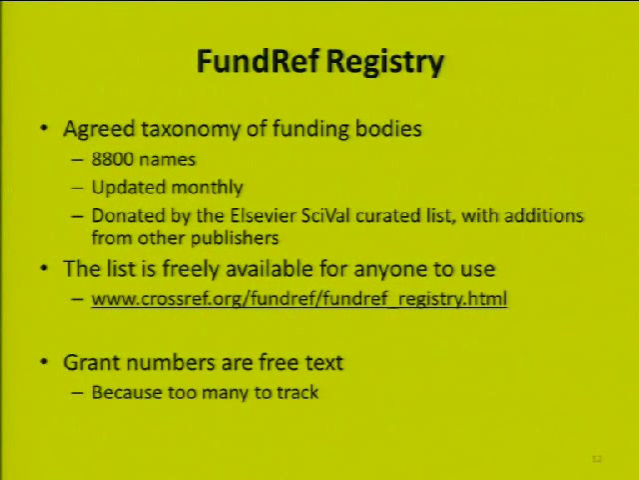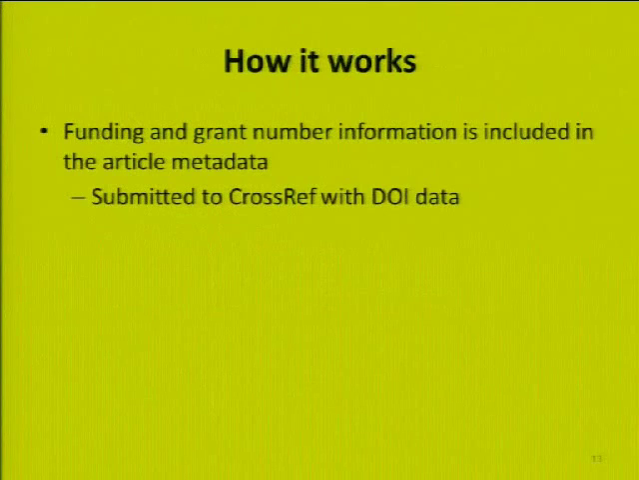To implement this properly, FundRef said you've got to have a formal taxonomy of all the funding bodies. So they made an agreement with Elsevier, who retain a list of these funders. It's been donated by Elsevier, and it includes nearly 9,000 names. It's updated monthly because people are constantly finding new funders. This is a list that is freely available for anybody to use to find out who the grant funders are. The numbers of the projects, of course, there are too many to track, so these have to be free text. But having an agreed taxonomy for the funder names is the first step in making sure that things are presented in a form that a machine can interrogate and identify.